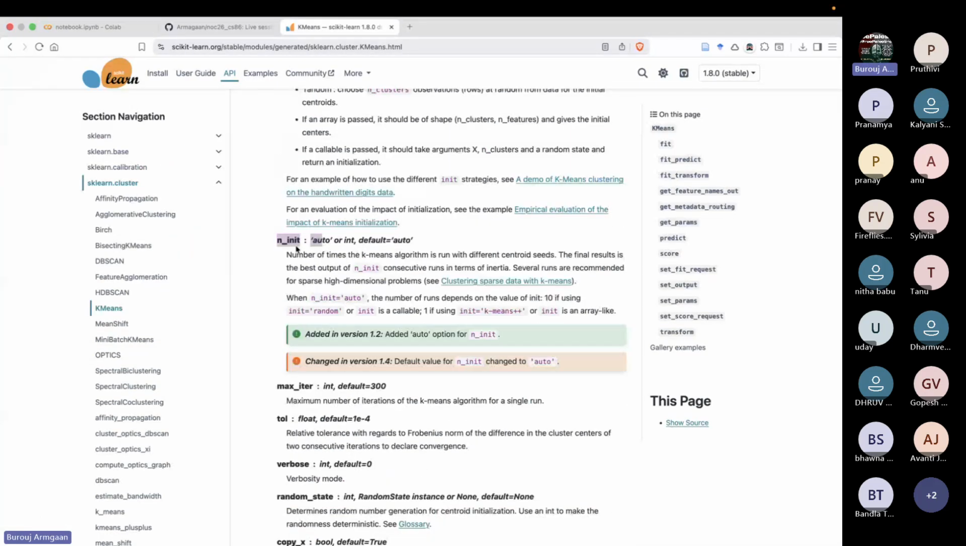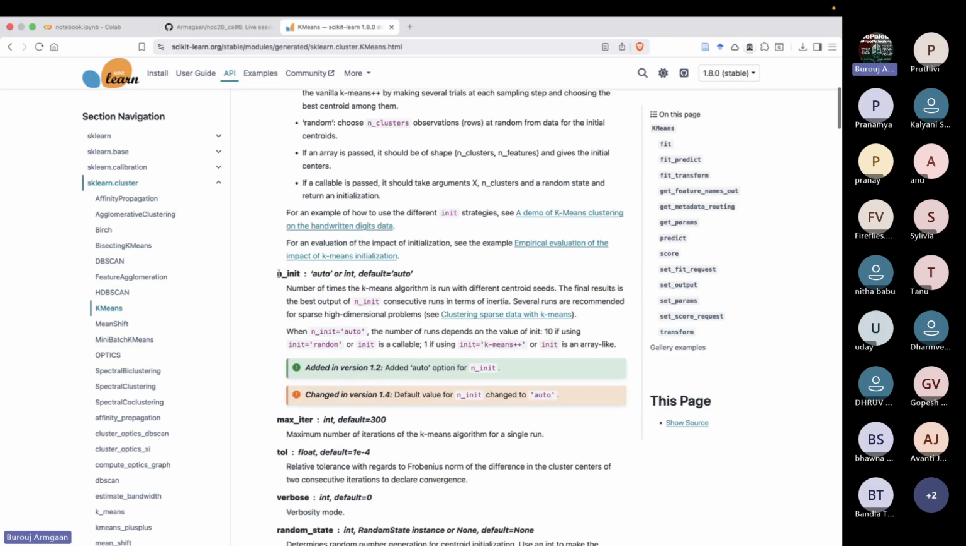Then you will notice that you have n_init. Because we said that k-means can give you different results based on multiple runs, n_init essentially says, would you like me to run k-means multiple times, and then I will return the best result to you. Rather than running k-means once, I will run it the first time with a certain initialization and store the results. I will run it again with a different initialization, store the results. The best one that I get, I will return to you. We can leave it at auto by default.